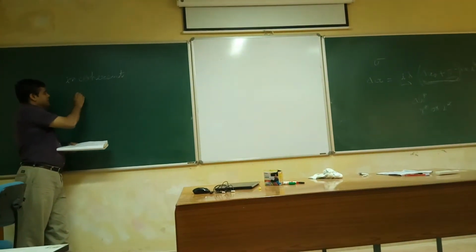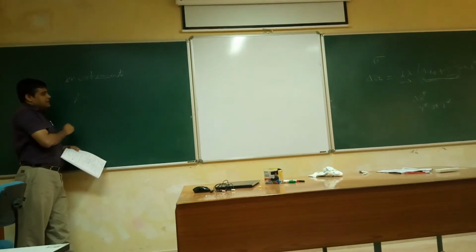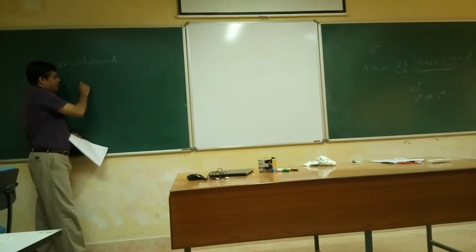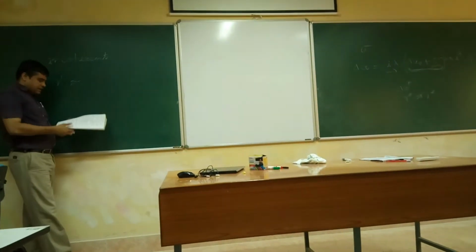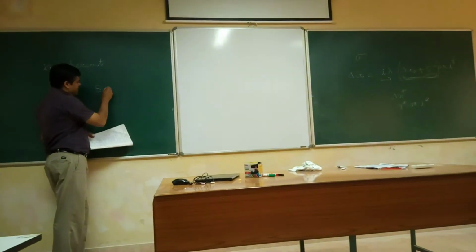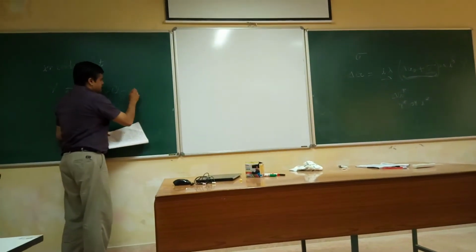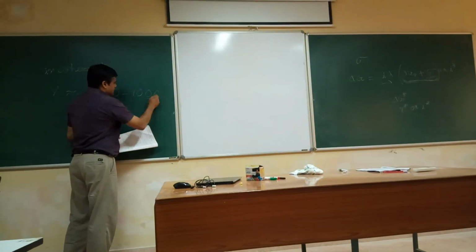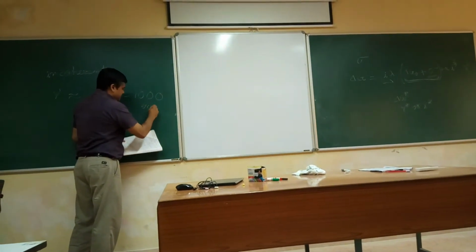And so interfacial energy, what is the order of interfacial energy in ergs per centimeter square? It's around 500 to 1000 ergs per centimeter square.